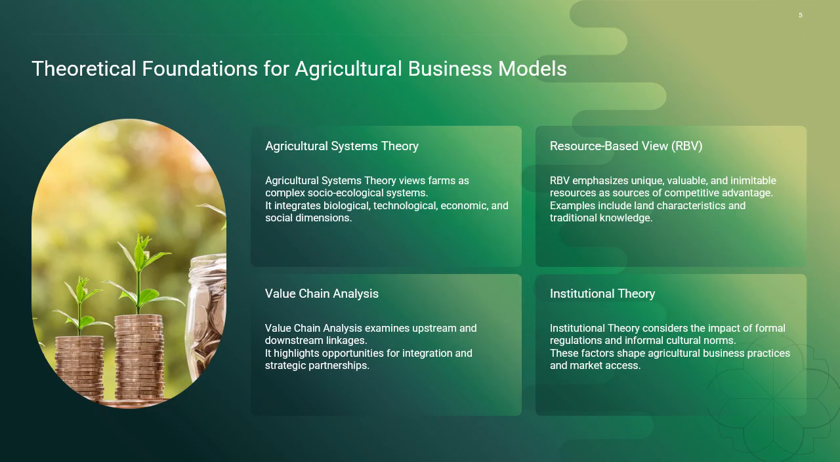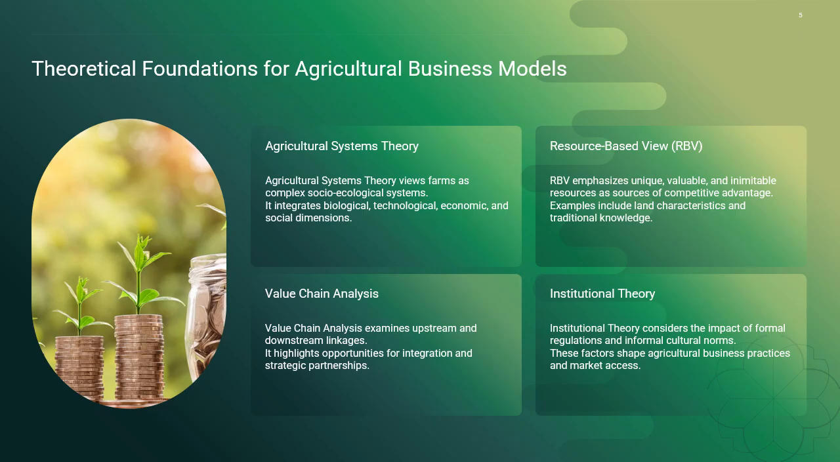Second, the resource-based view emphasizes that competitive advantage derives from resources that are valuable, rare, and difficult to imitate. In agriculture, these resources extend beyond physical assets like land and equipment to include intangible assets such as traditional knowledge passed through generations, unique ecosystem relationships that have developed over decades, and established reputations for quality and reliability. These distinctive resources can provide sustainable competitive advantages that competitors cannot easily replicate.